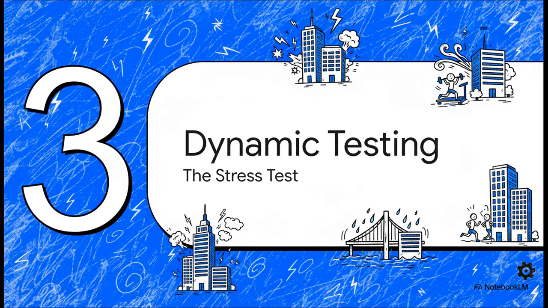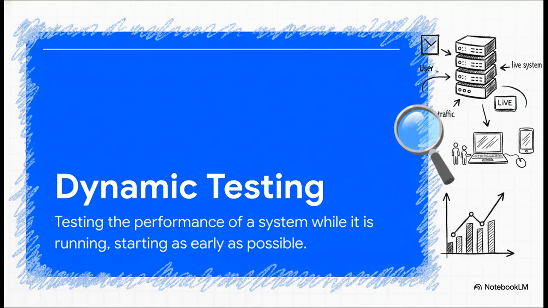All right, let's flip the coin. If static testing is checking the blueprints, then dynamic testing is the real-world stress test. The building is up, and now we're going to push it and pull it and see if it can actually handle the strain. So here's the big difference. Dynamic testing happens on a live running system. We are absolutely executing the code, we're simulating users, we're throwing data at it, and we're measuring how the software actually behaves in real time. This is all about performance in action.